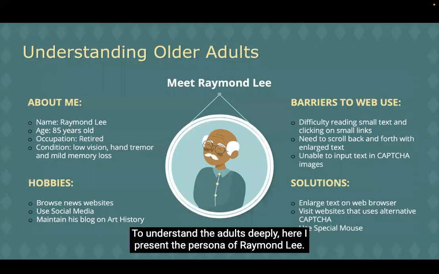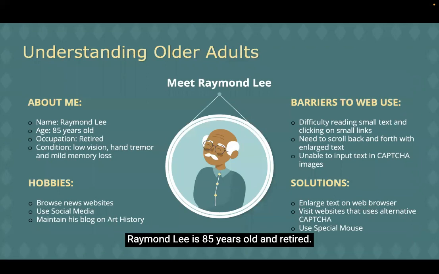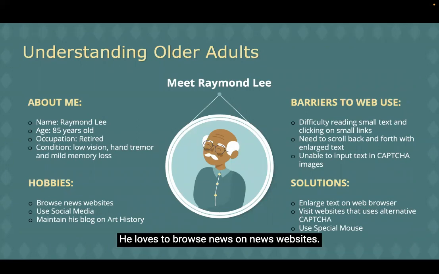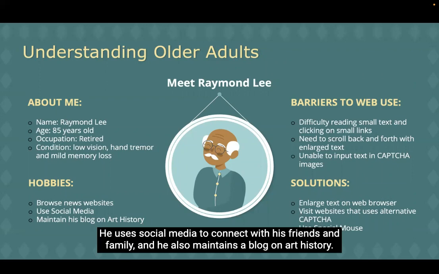To understand older adults deeply, here I present the persona of Raymond Lee. Raymond Lee is 85 years old and retired. His physical conditions involve low vision, hand tremor, and mild memory loss. He loves to browse news on news websites. He uses social media to connect with his friends and family, and he also maintains a blog on art history.